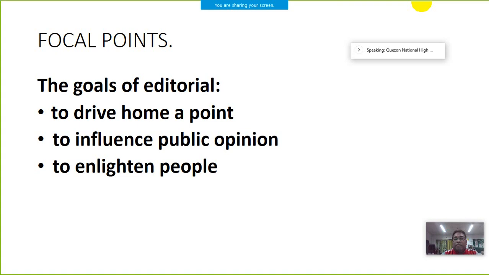Then to influence public opinion, it lies on our power of reasoning. How is our editorial effective? How do we comprehensively discuss the context of our article in order for us to influence public opinion? Then, enlightening people lies on the moral purpose of editorial. So our editorial should have a moral purpose.